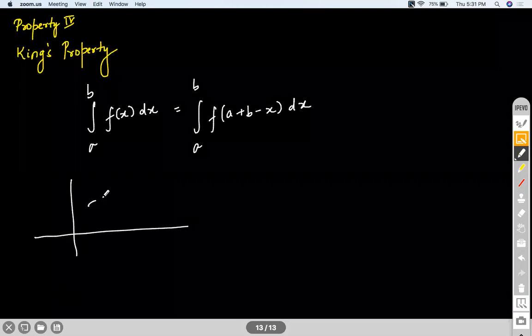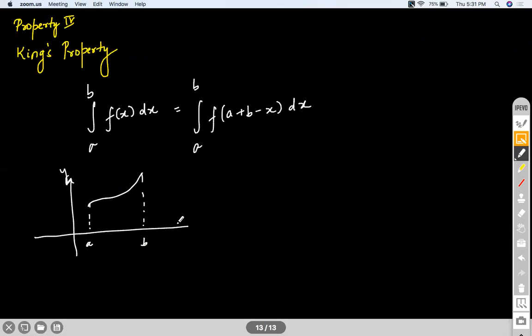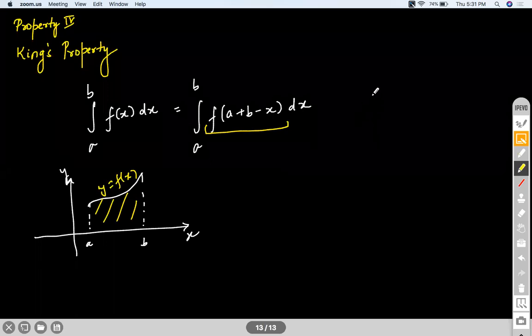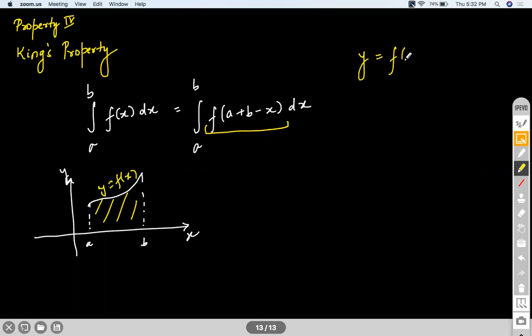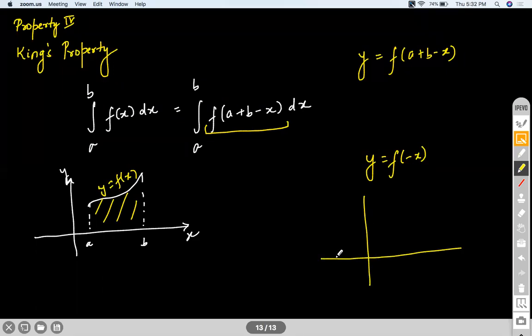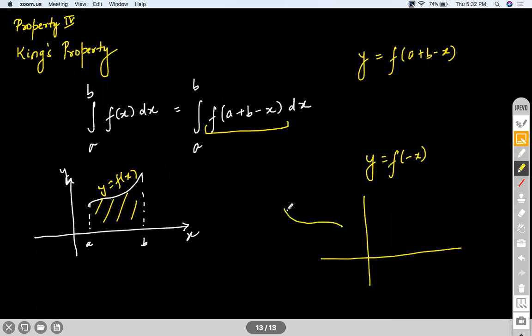If you look at the function graph, let's say this is your function graph from a to b. Okay. So you want to find out the area under the graph. Now this property is saying that even if you plot the graph of this function, the area is not going to change from a to b. How? Let us check it out. If I have to draw the graph of y is equal to f of a plus b minus x, first I'll come from the graph of f of minus x. So the f of minus x graph is nothing but a reflection of this graph about the y-axis. So it will be something like this. Okay, this point will become minus a, this point will become minus b.